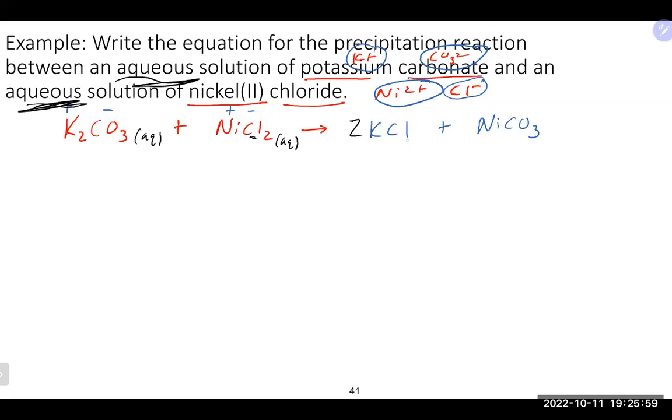When I come to the other side, I see potassium, which once again is as far as I need to go because it is soluble in everything. So I can put an aqueous symbol and feel good about it. I could also look at chloride, where silver, lead, and mercury are the exceptions, which is not the case here. So they both tell you the same thing.